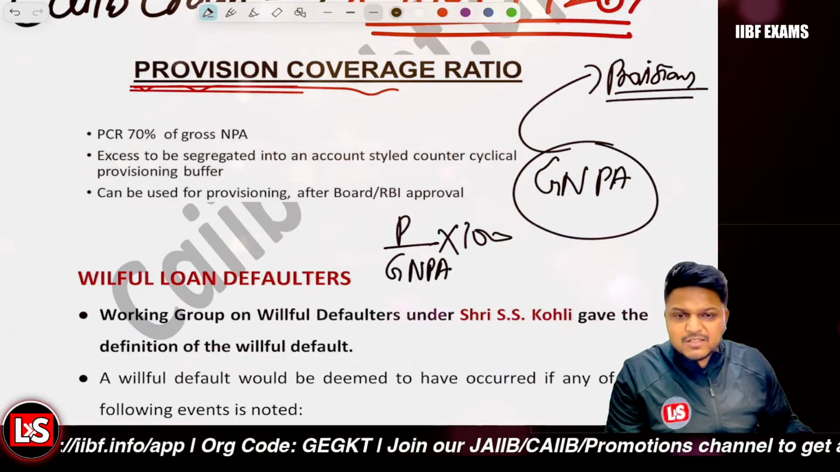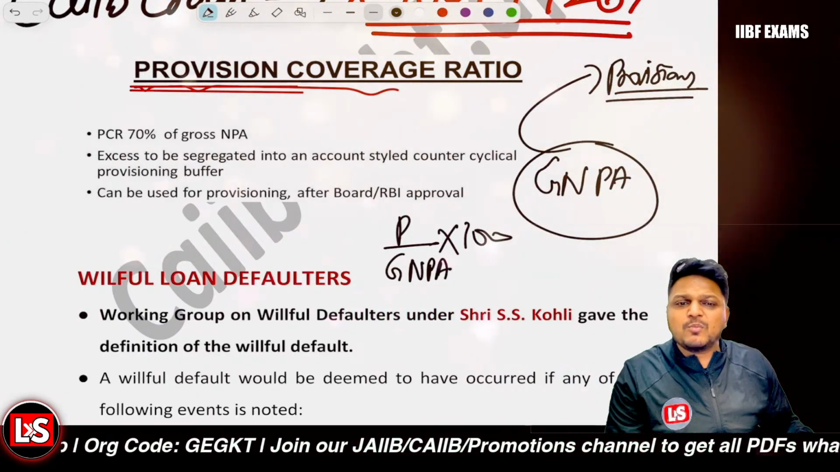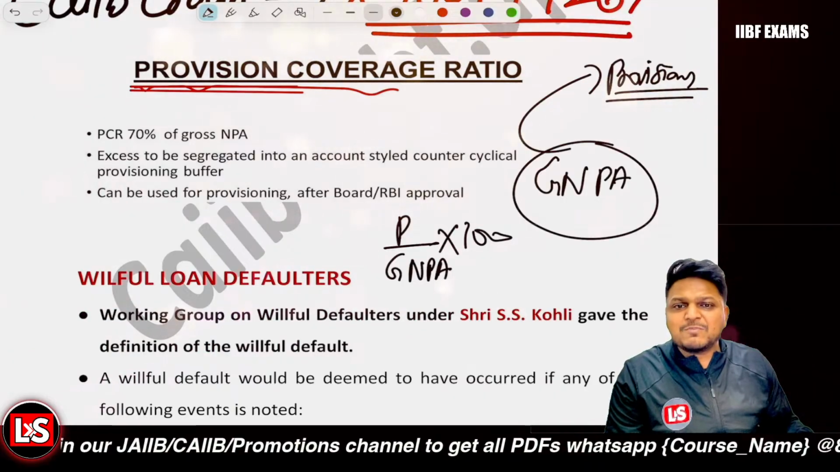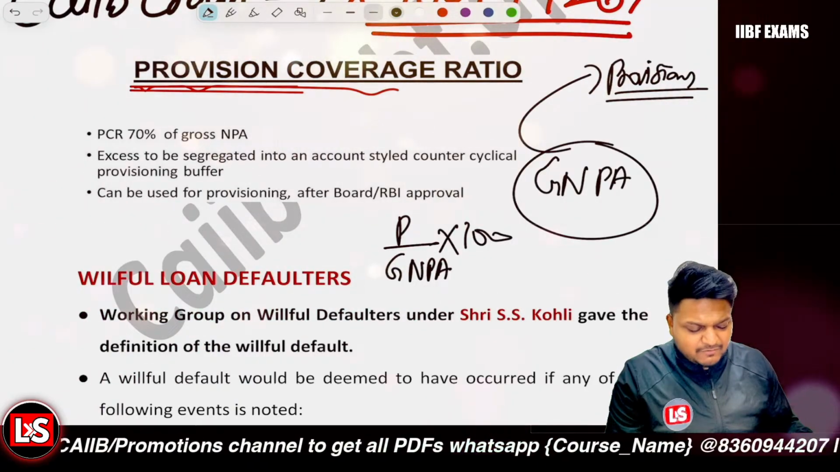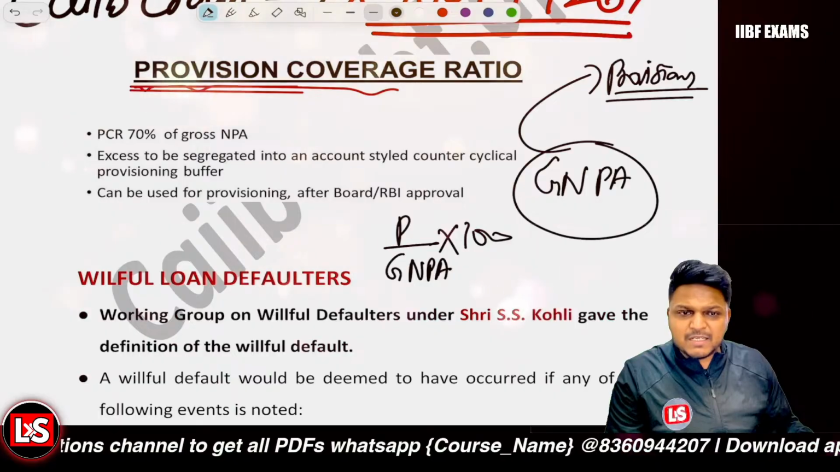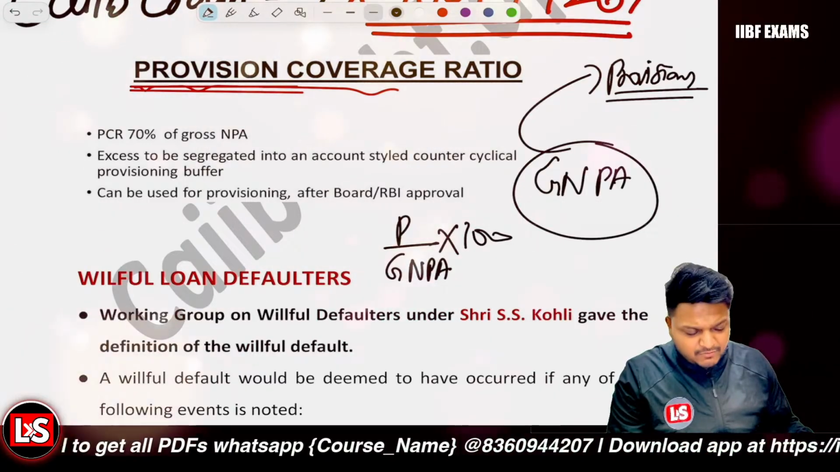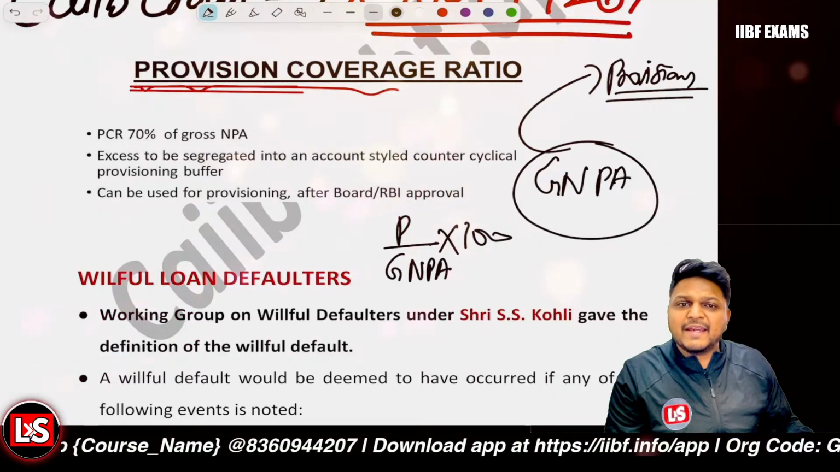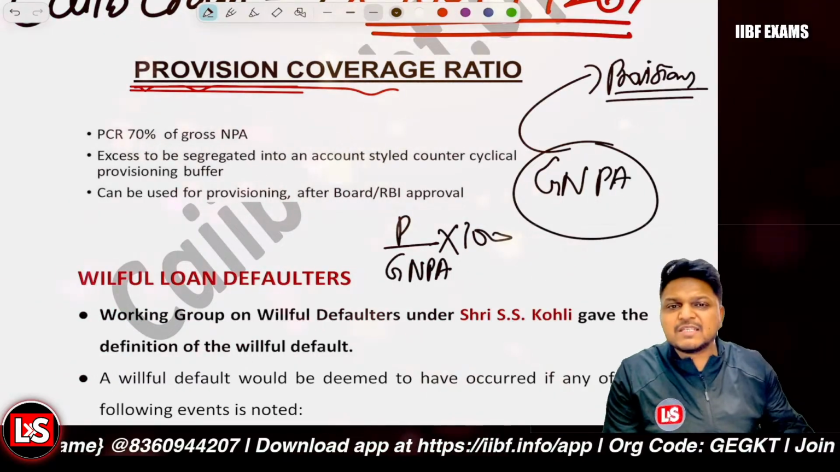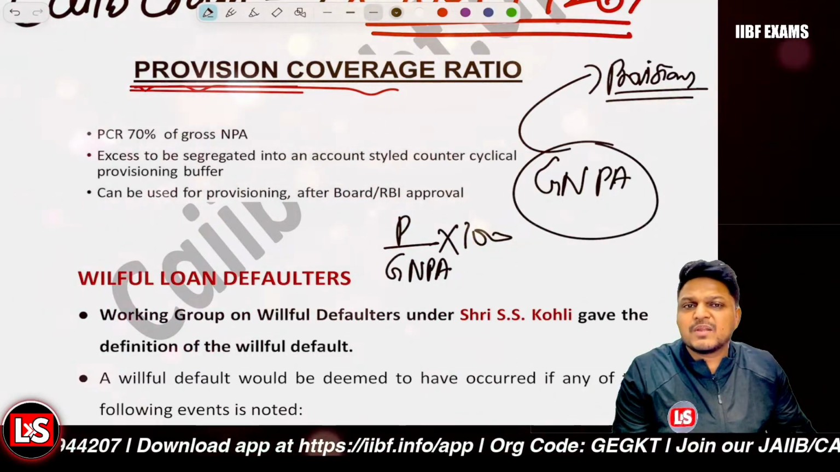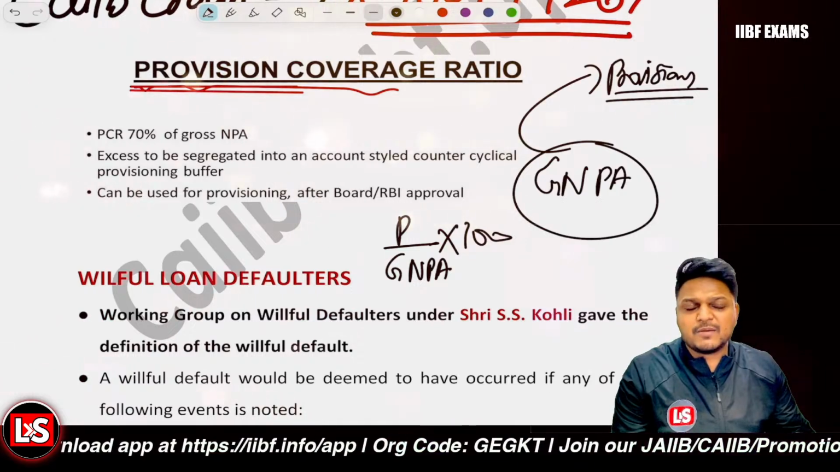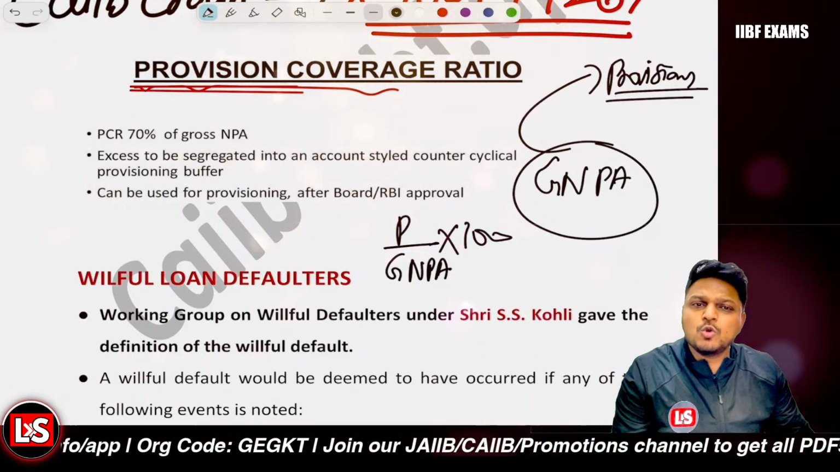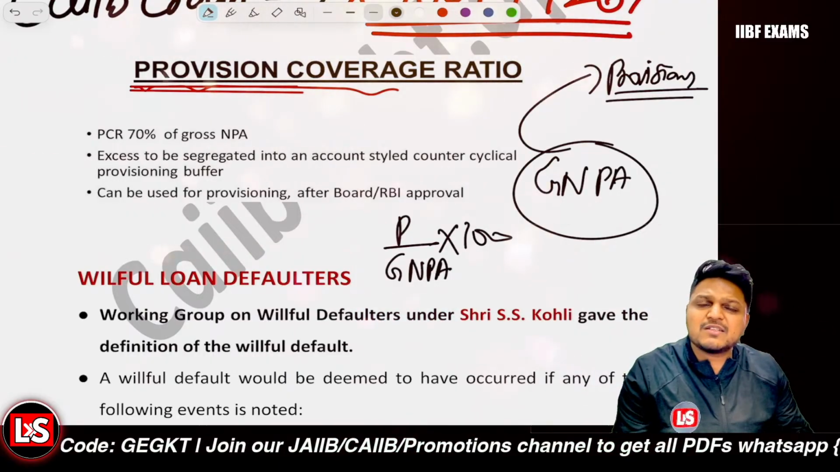And it is a requirement that we have to maintain around 70% as the benchmark level from the regulatory perspective. As per the regulatory perspective, a PCR of 70% is to be maintained, right? And if a bank has a higher PCR, what does it mean? It means strong provisioning and better financial stability. And if a bank has a low PCR, it means higher risk with that particular bank.